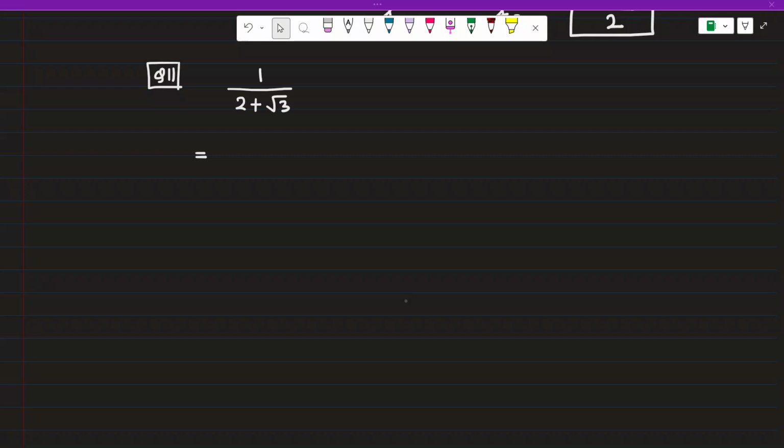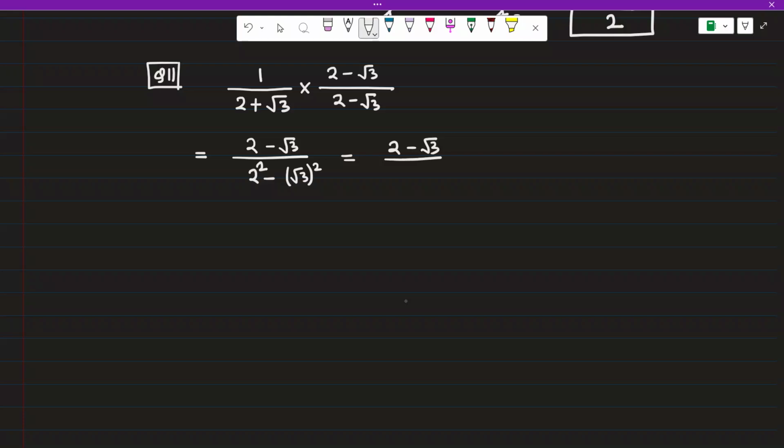To solve our next problem, 1/(2 + √3), we multiply both numerator and denominator by 2 − √3. In the numerator, 2 − √3, you keep the same. And if you use the difference formula, (2 + √3)(2 − √3), you get 2² − (√3)², which gives (2 − √3)/(4 − 3), and we get 1. So our final answer is 2 − √3.